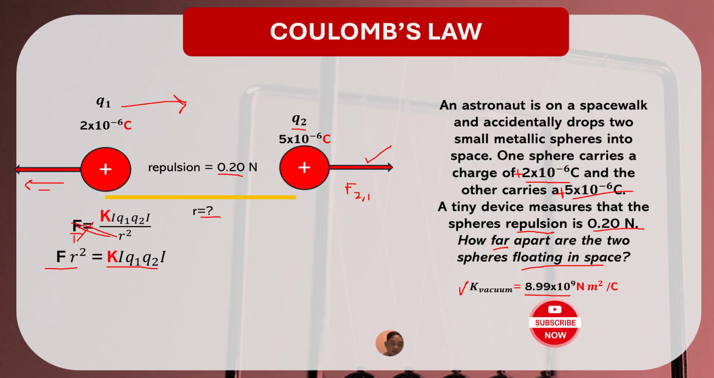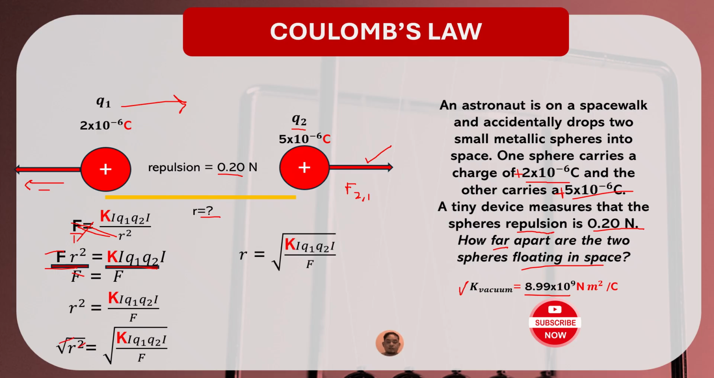To isolate r squared, all you need to do is divide both sides by the force. And then we can cancel force here and force here. So we have r squared is equal to the constant times the product of the charges over force. And since we need to get rid of the square here, we will take the square root of both sides, so we get the radical sign here. So our formula to get the radius or the distance will be the square root of k times the product of charges over force. So let's substitute now the values.